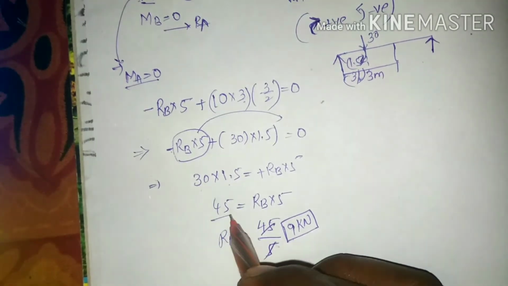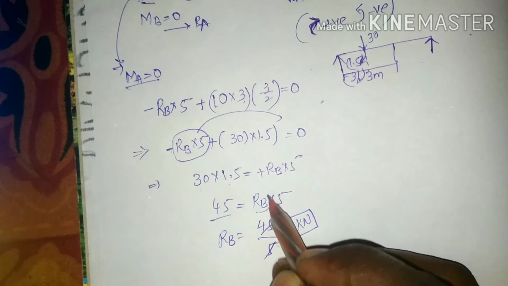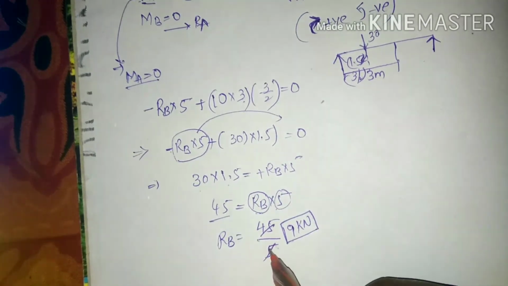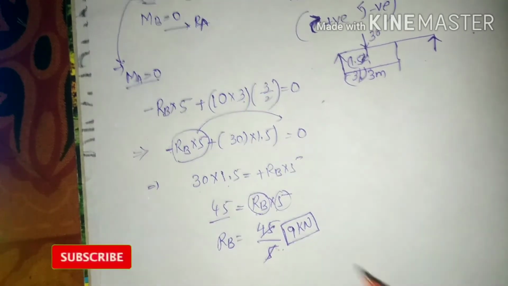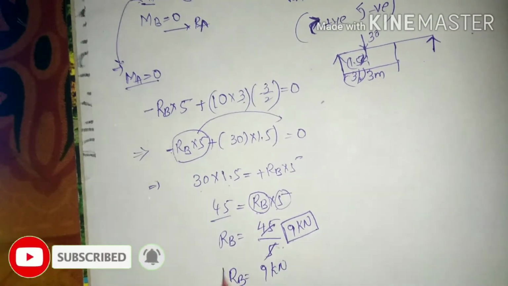30 into 1.5 gives rise to 45. RB into 5. We have to find only RB. I am sending the 5 after the equals sign, that becomes a divisor, so that 45 by 5 gives rise to 9 kilonewtons. RB is equal to 9 kilonewtons.